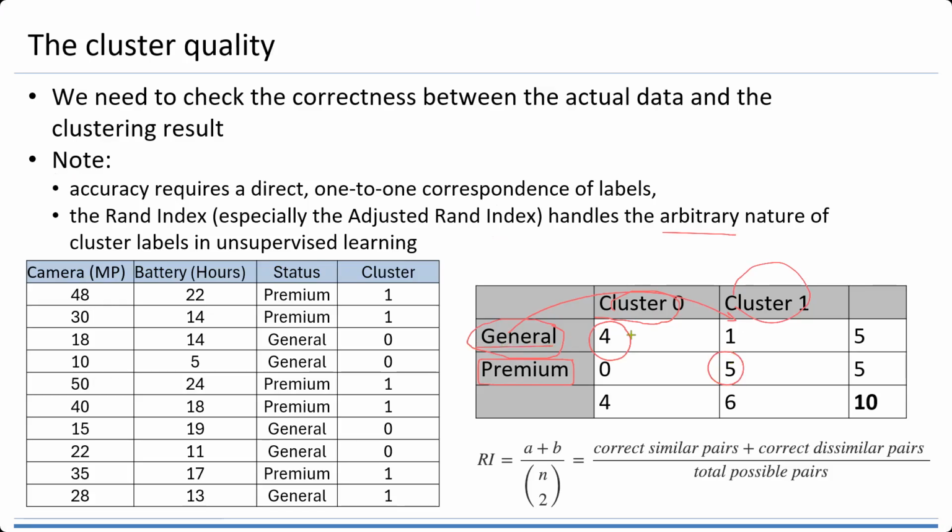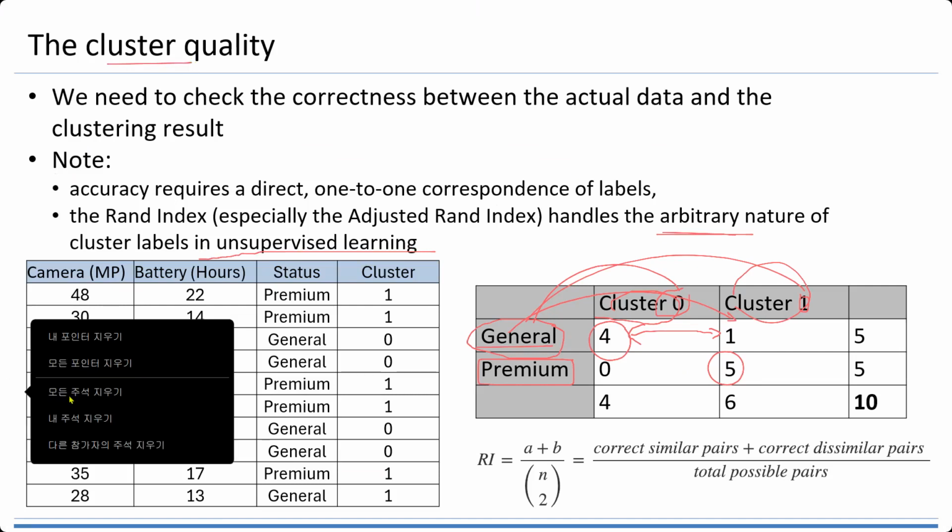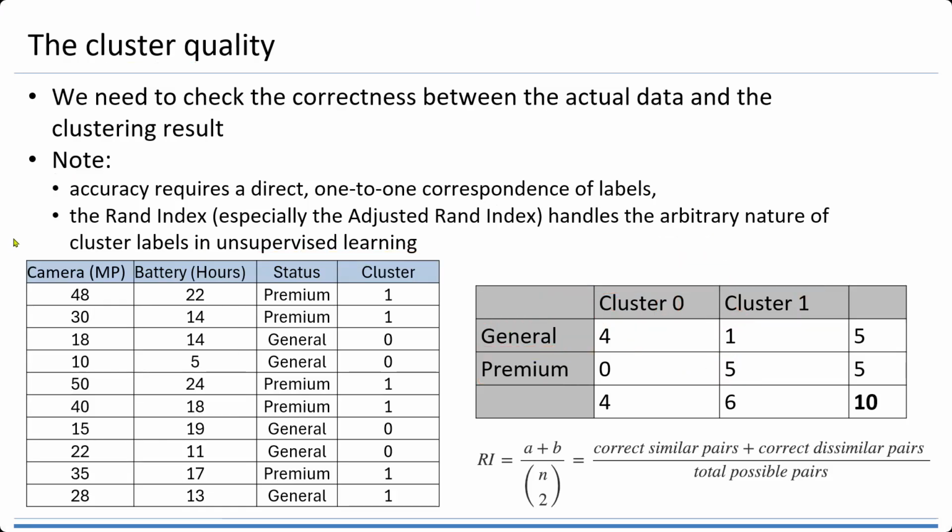But for the general, there are still some possibilities. It might belong to cluster 0. It might belong to cluster 1. And we do not know whether cluster 0 represents the general or cluster 1 represents general. That's why we call this the arbitrary nature. It's random nature. Okay. Because in unsupervised learning, we assume we have no label. So this is just a metric to check whether the result from the clustering is good or bad. So we need to measure the Rand index.